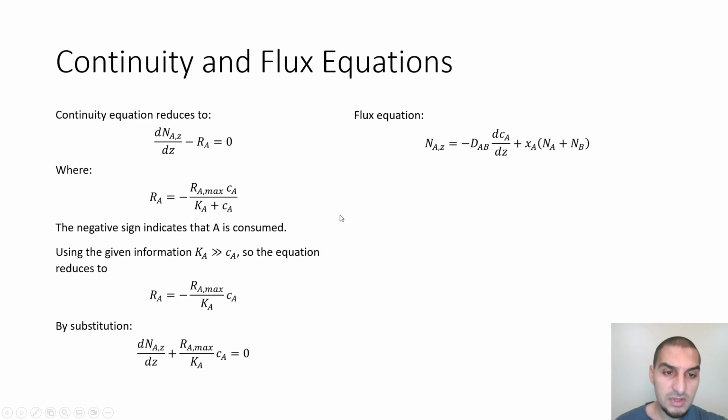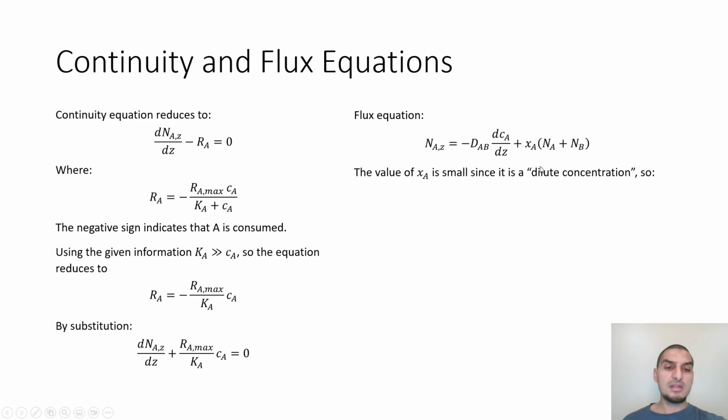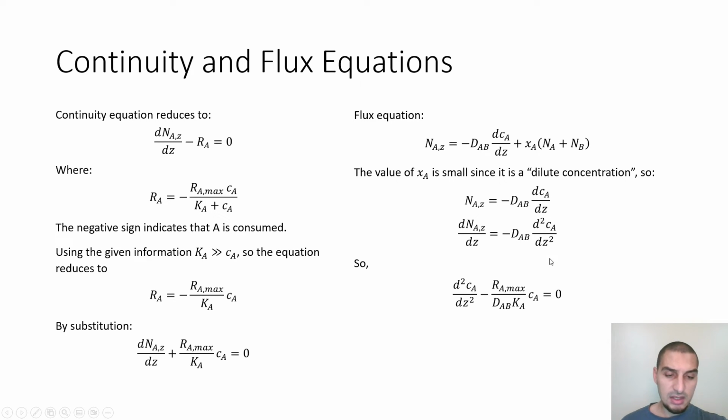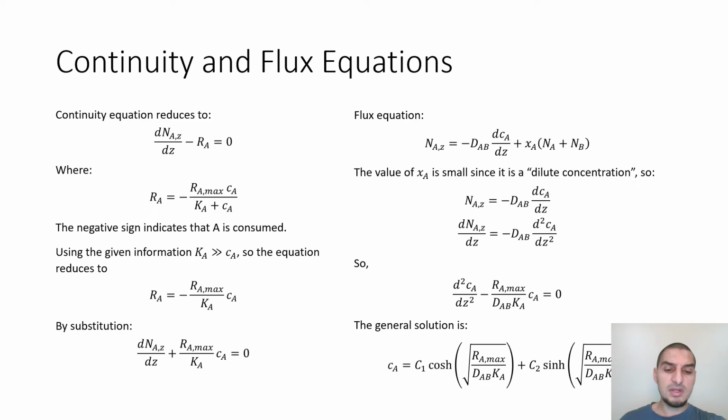And we know that this is the flux equation, and we have Xa is a very small value because it's a diluted mixture. Then the flux equation is going to be just the first term, negative D dCA/dZ, which will look like this if I do the differentiation, and then the equation will take this form. So it's the second derivative of Ca with respect to Z minus R divided by DK multiplied by Ca equals 0, which we know has the general solution of this cosine and sine. So this is the general form of the solution.